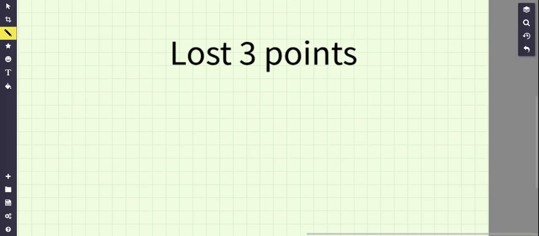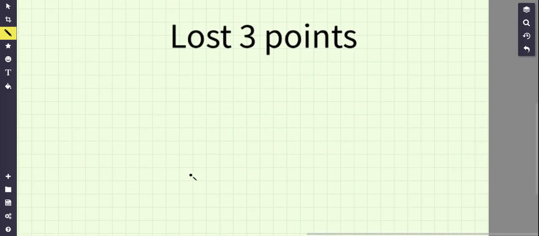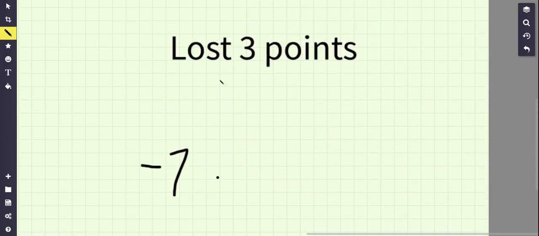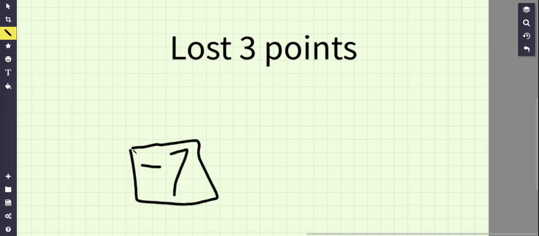Here is a question for you. Lost 3 points. And also, I want to add a bonus question. Write this number using a story sentence. Like I say, I lost 7 points. Whatever. Just write a sentence using this number as well. Don't use what I just said. Don't use the example, I lost 7 points. Now, just write the number according to the sentence, and then write your own sentence for the number.